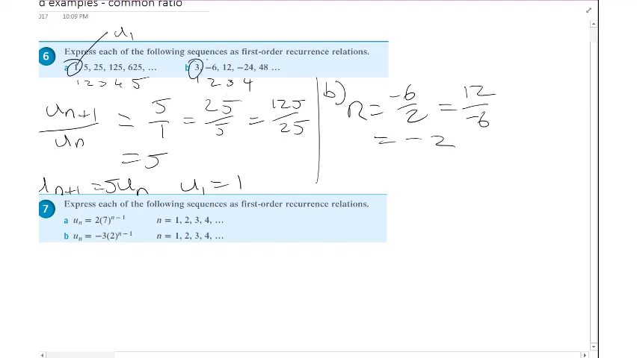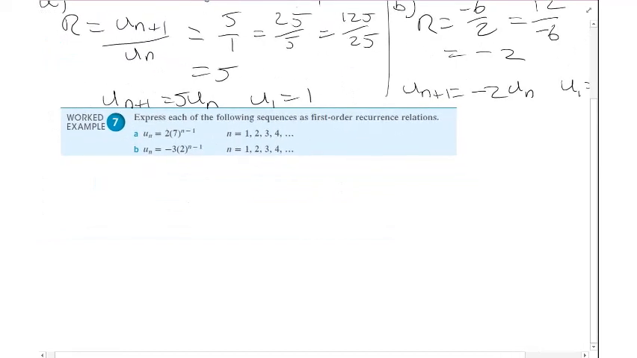What's my U1? My U1 in this case was 3, so that means U(n+1) equals, oops, wrong way, equals minus 2 Un, where U1 equals 3. Okay.